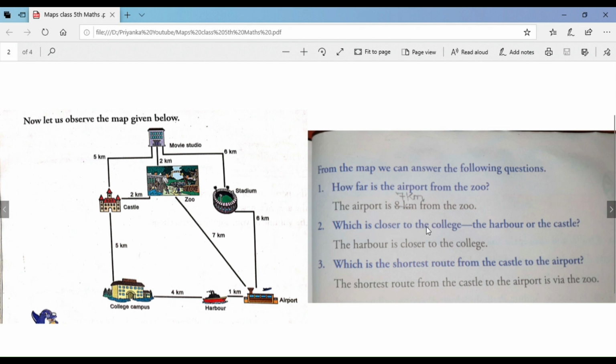Which is closer to the college? College के पास में क्या है? The harbor or the castle? पहले हमें देखना पड़ेगा कॉलेज कहाँ है. ये रहा कॉलेज. अब कॉलेज के पास में हार्बर है या कैसल है, तो हम दोनों का डिस्टेंस देखेंगे.